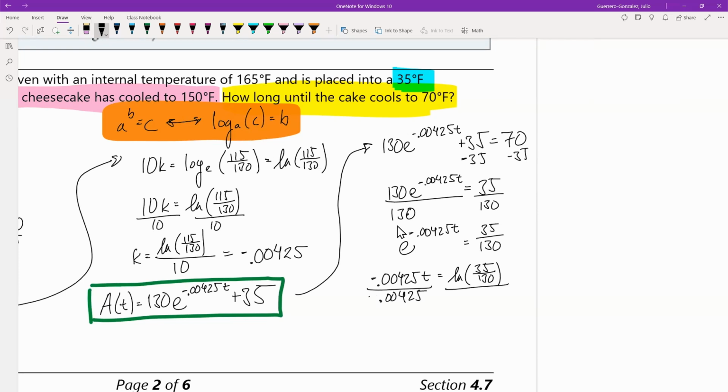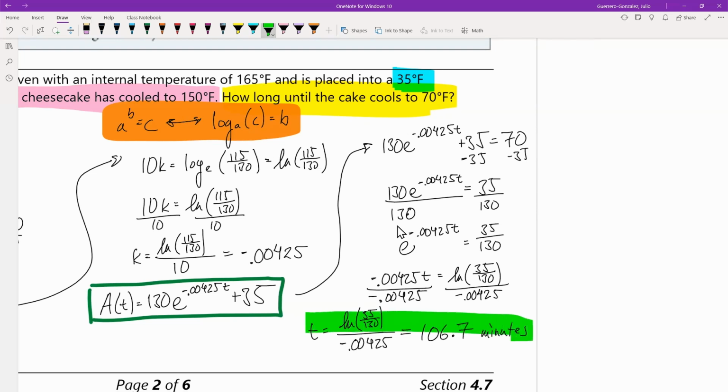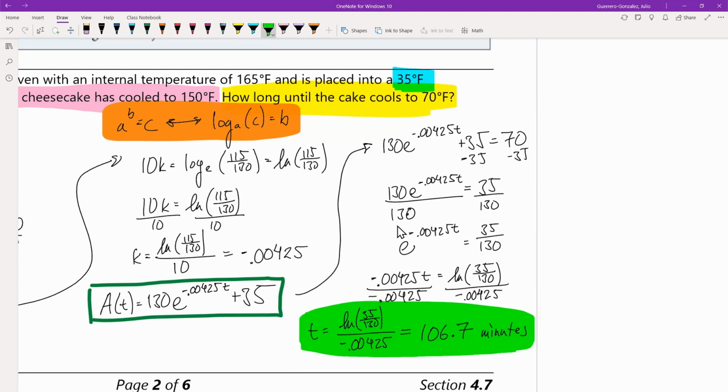Divide by the stuff that we need, right? Our time is going to be ln of 35 over 130 divided by negative 0.00425. And if you plug this into a calculator, you get something around the lines of 106.7 minutes. We are done. Bam.